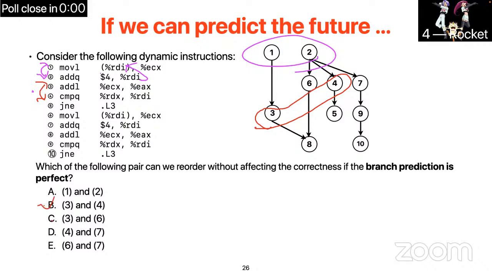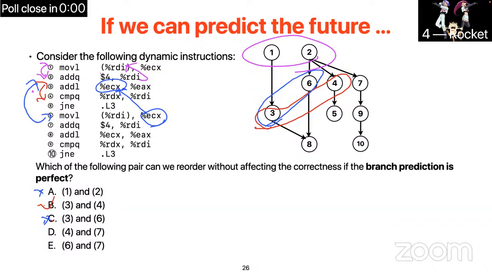Now, looking at 3 and 6. Again, on the data flow graph, the data dependency graph, it's pretty similar to the relationship with 4. But are we able to reorder 3 and 6? No, because 6 is writing to ECX and 3 uses ECX as a source. So we can't do that. Okay, so this cannot be, right?